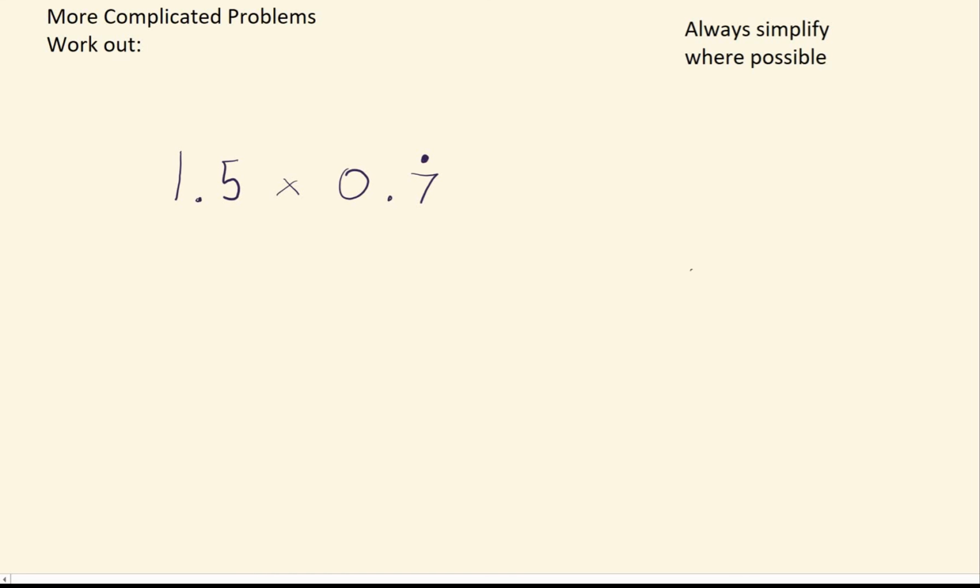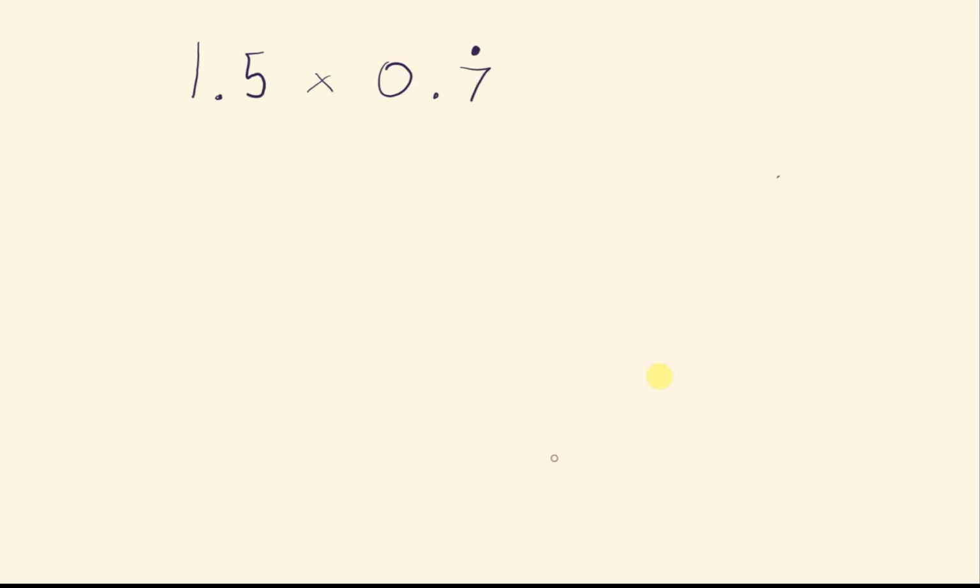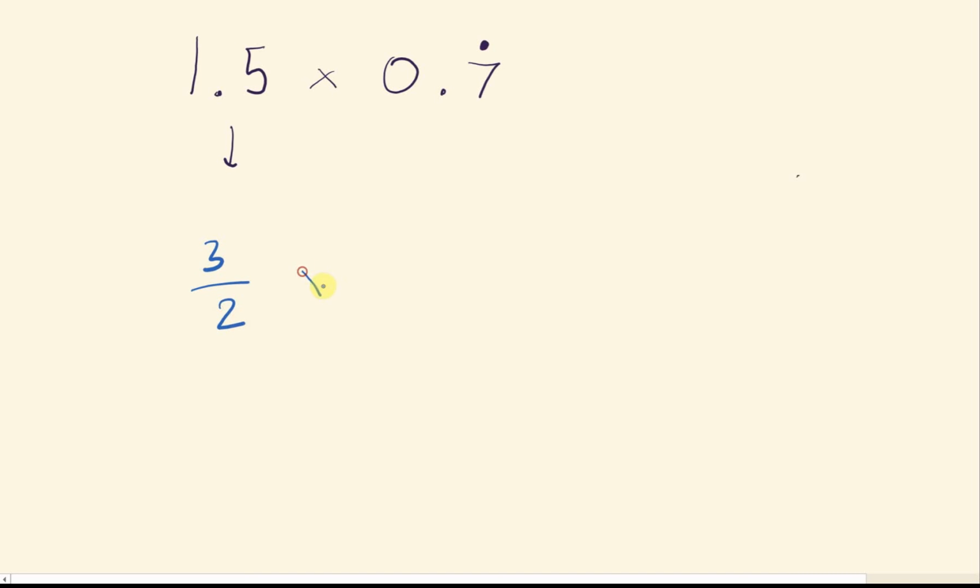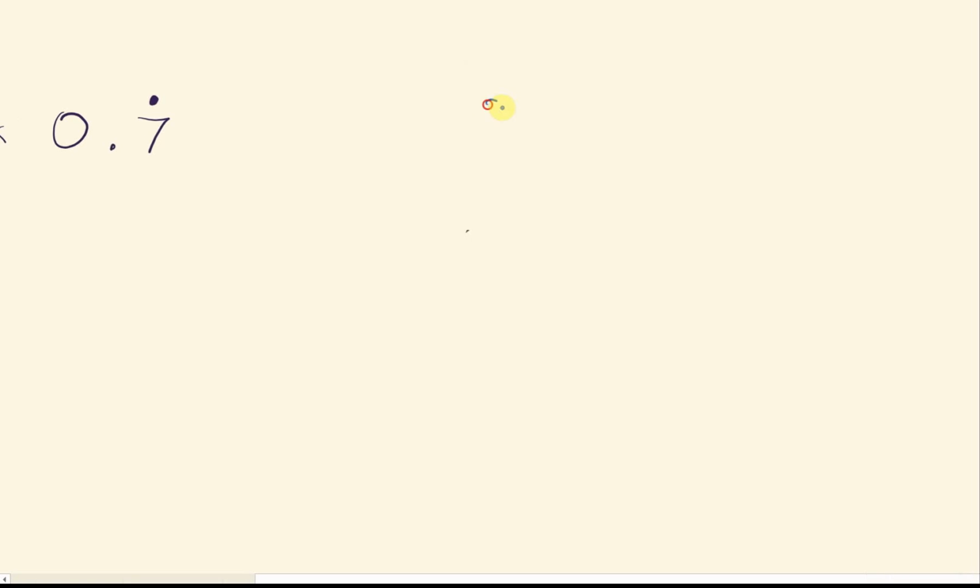Where we'll be able to work out two things timesed together, and one of them involves a recurring decimal. The best way to do it is, before you do anything, just convert everything to a fraction. So for example, 1.5, you should know is 1 and a half, which therefore is going to be 3 over 2. And I'll do the same thing with 0.7 recurring. So let's say x equals 0.777. This will be quite a nice short one.